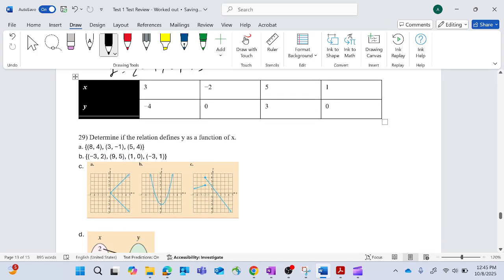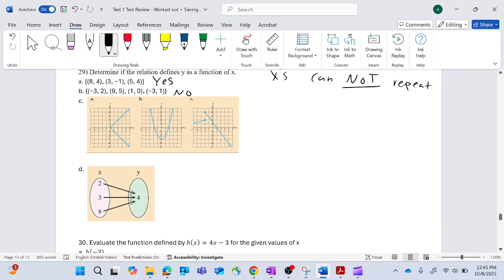All right. Now determine if the relation defines y as a function of x. So remember for these, x's cannot repeat. So for A, the x's do not repeat, right? You have an 8, a 3, and a 5. So yes, this is a function. For B, I have a negative 3 happening twice, right? In this point, in this point. So no. For C, I kind of have 3 things happening at once.